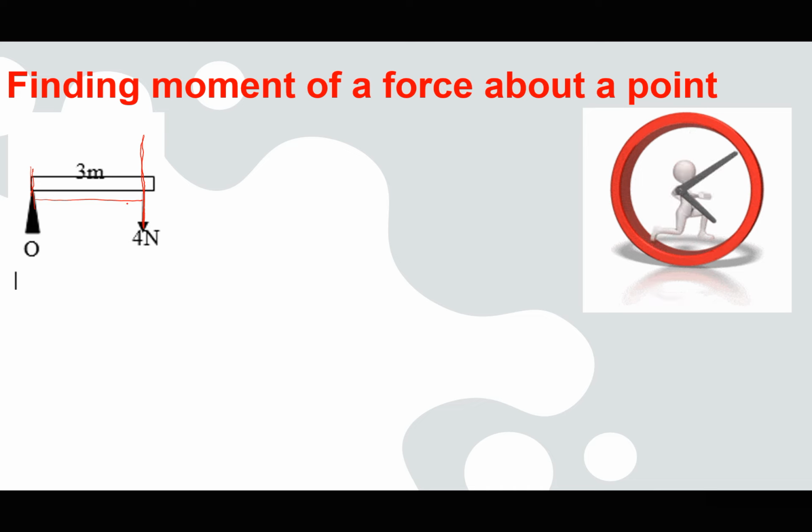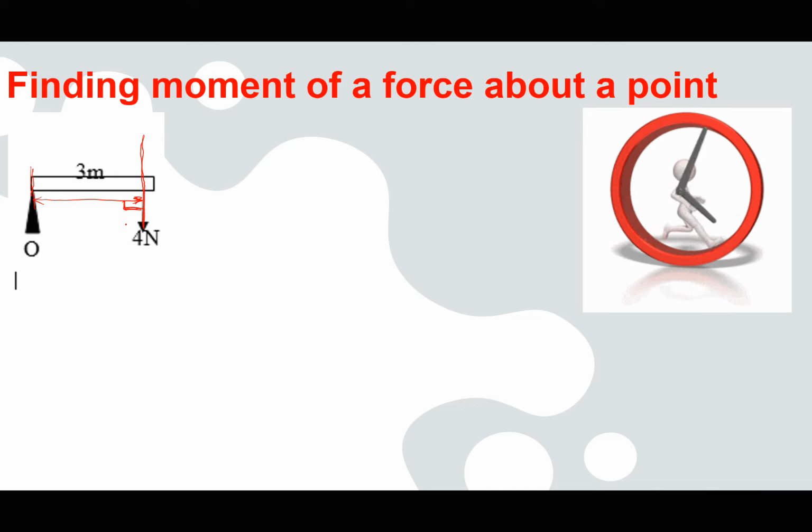What I mean by perpendicular distance is the length of the line which makes 90 degrees with the force, or with the direction of the force. Perpendicular distance: the length of that line which makes 90 degrees with the line of action of the force. That is the perpendicular distance.